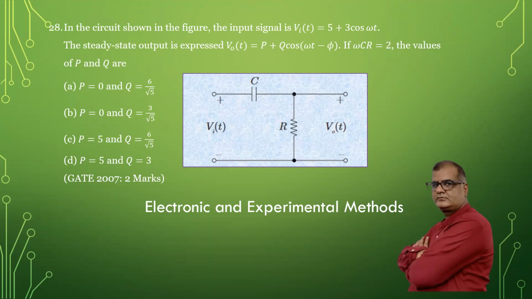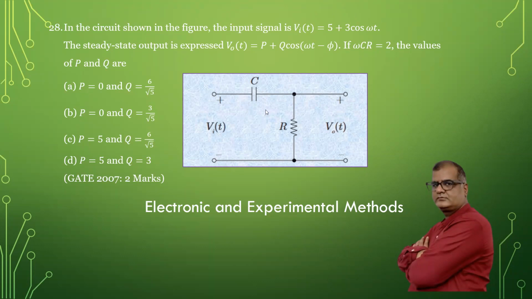As a circuit consisting of a capacitor and a resistor, and they're asking what will be the V naught. Okay, so this is a simple circuit, and we can calculate the output voltage by simply applying the voltage divider rule. But the important thing we have to notice in this question is that they have given you an input which has a DC part as well as the AC part.